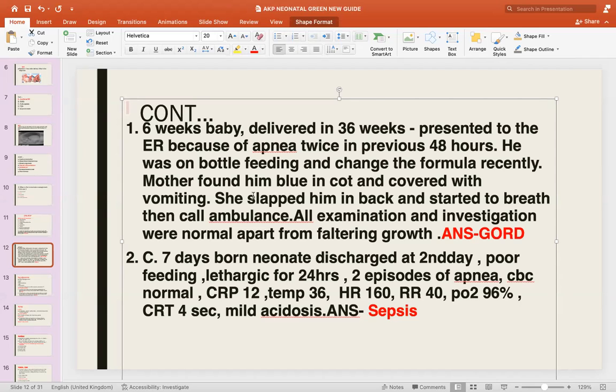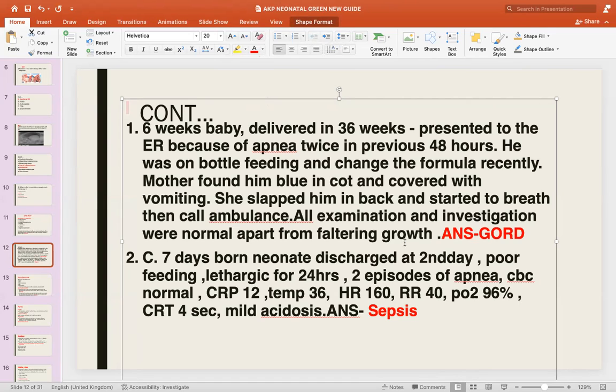So a 6-week baby who was delivered at near term presented to the ER because of apnea within 48 hours. There were 2 apneas. He was on bottle feed and changed the formula recently. Changing the formula means he was taking some other milk like cow's milk, now he is taking some other milk, suppose hypoallergenic milk. Mother found him blue in the cot and covered with vomiting.